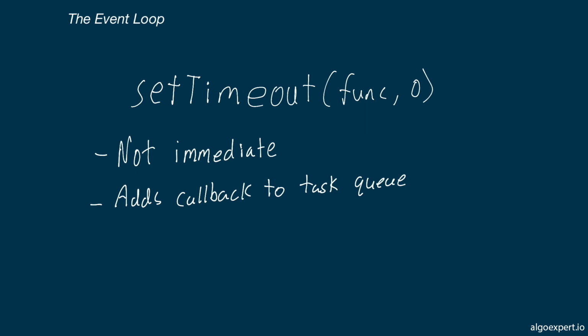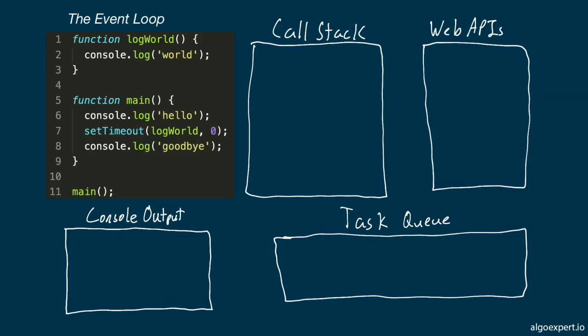This is sort of like giving a function a low priority, saying that we need to run the function, but we can wait for everything else to finish first. So let's look at an example of this. Here we have the same code as before, but the setTimeout delay is changed to be 0.